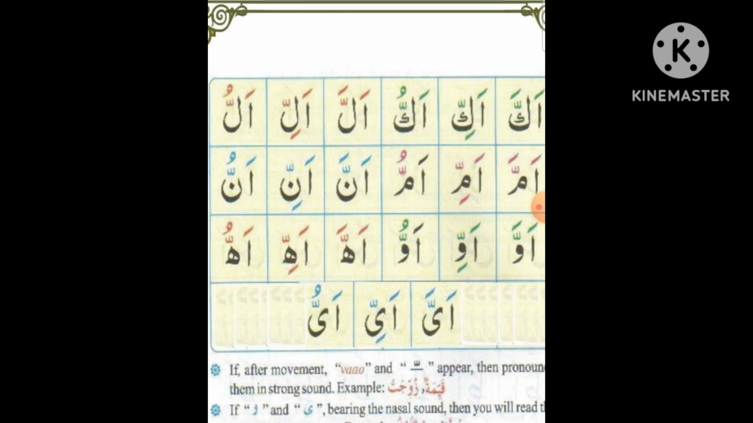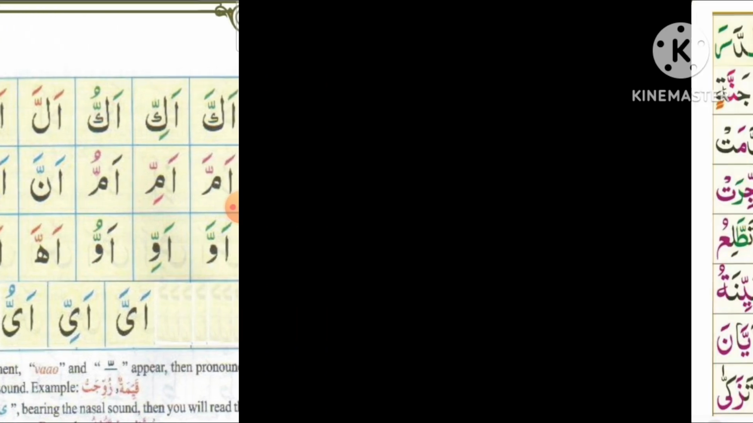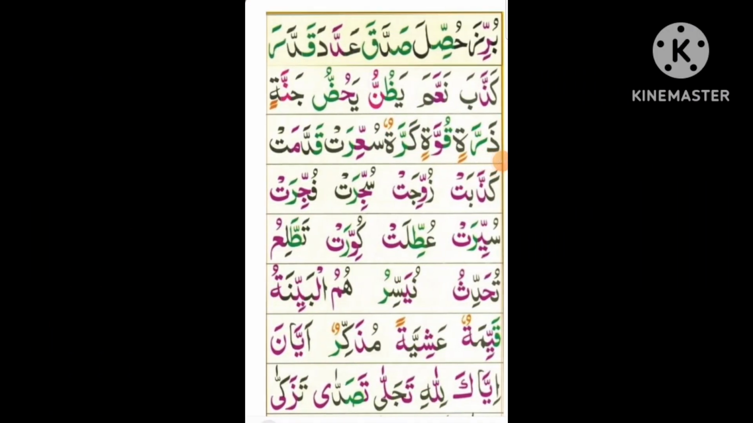Many people make mistakes in this. They say aha, ahi, ahu. No, you have to duplicate the ha. Alif ha zabar ah, ha zabar ha, aha, ahi, ahu, ayya, ayyi, ayyu. Okay, so now let's move on to the exercise of this. We will practice some words which have the tashdeed.